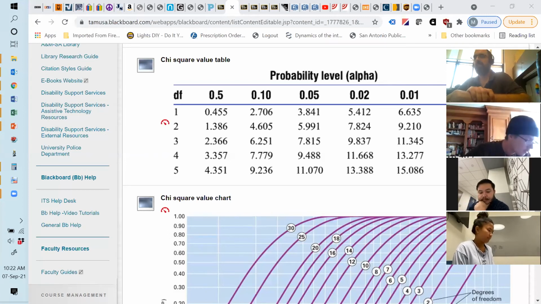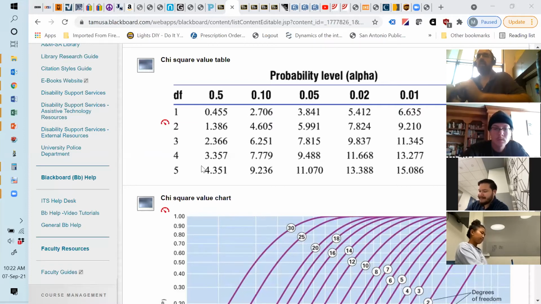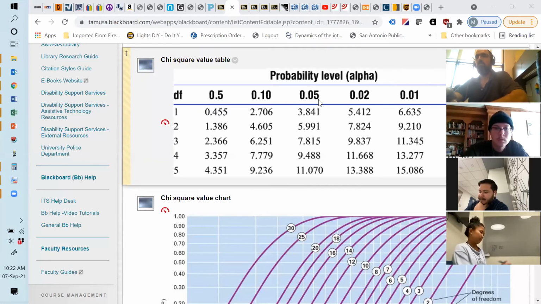Okay, so you're nodding heads. Must mean that was all good. Degrees of freedom. That's easy. 1. Good. Okay, so now we take that value, right? So again, we're looking at this column here, the 0.05 column, and the row we're looking at is the top one. So is our value larger or smaller than 3.841?